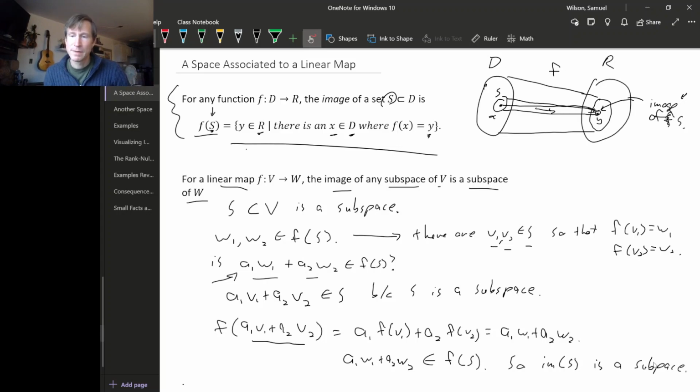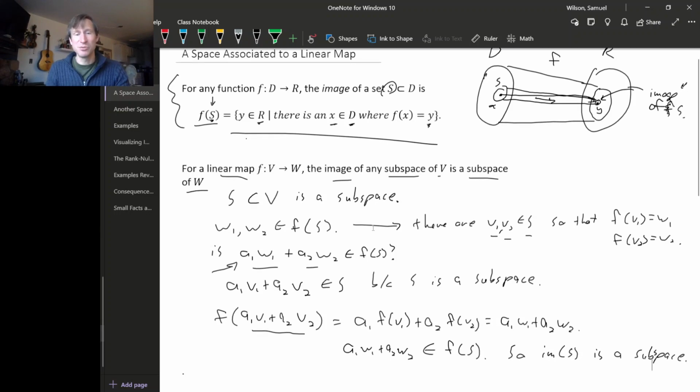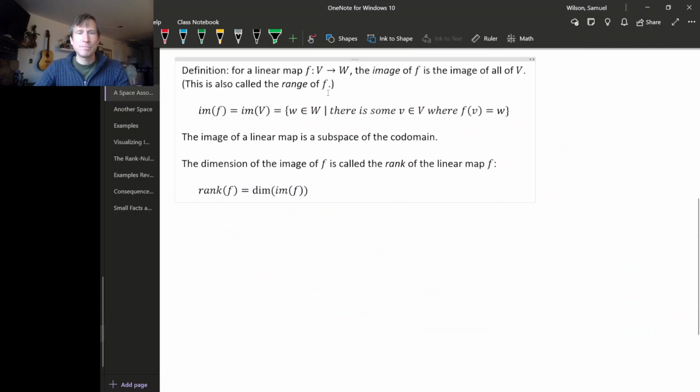All right. So that's interesting in general, but there's one particular example of this that's especially important, and that is the image of the entire domain space. So we will say that for any linear map, the image of the map, so not the image of a subset, but the image of F itself, is the image of the entire domain space. And again, some people call this the range, but I'll try to be consistent and call this the image. So this is image F.